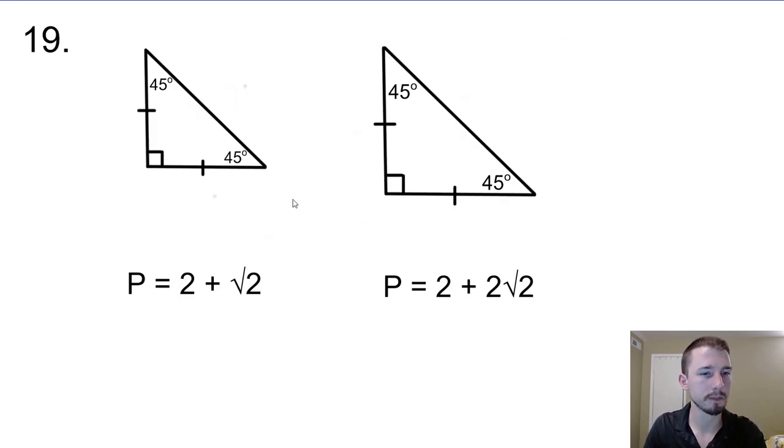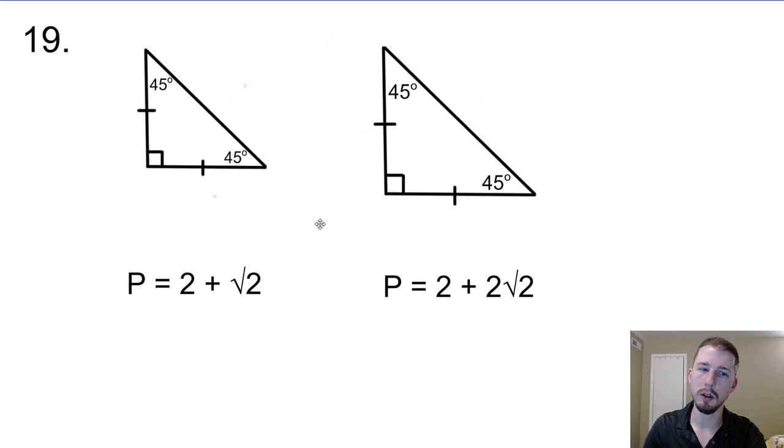Number 19. So on this one, the question says that a very wise student, fellow student of yours, says that the perimeter of an isosceles right triangle will never be a whole number. So it's always going to have some radical component to it. Do you agree with the statement?